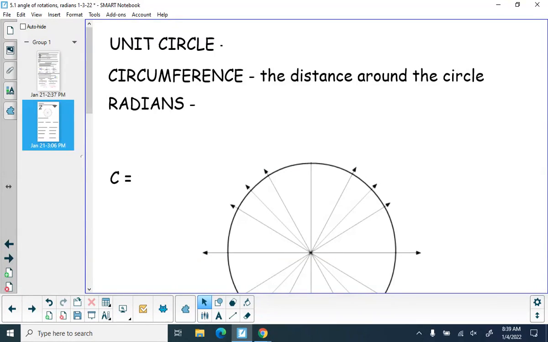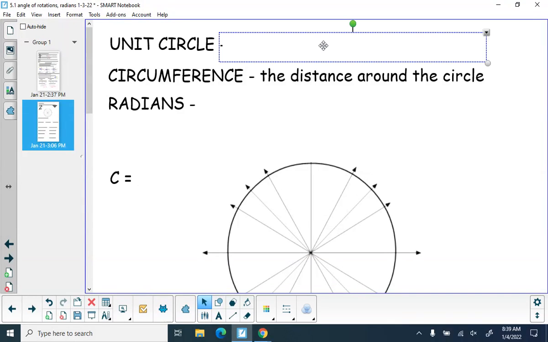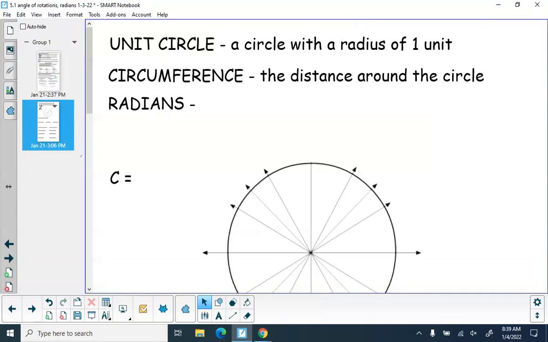When we deal with radians, we work with what is called a unit circle. A unit circle is a circle with a radius of 1 unit. Now that 1 unit could be 1 inch, 1 foot, 1 mile, 1 centimeter, 1 yard. Whatever 1 is for you, it's going to be 1 unit. And when we talk about the circumference of a circle, that's the distance around the circle.